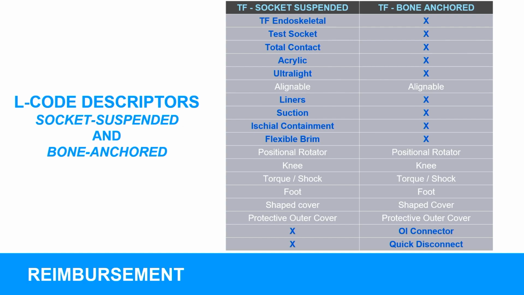Here on the left are the codes for a transfemoral socket, and on the right, what you're not going to get covered, and then the two extra items at the bottom that you will get covered for. And that is a quick disconnect and a connector. The connector is an L5999.